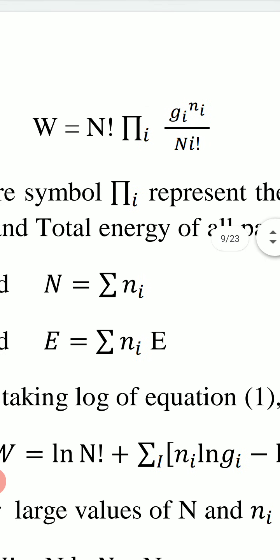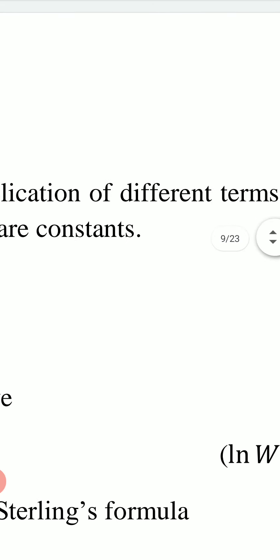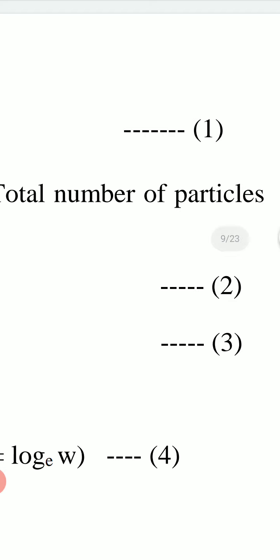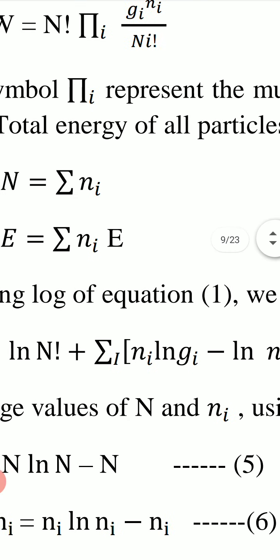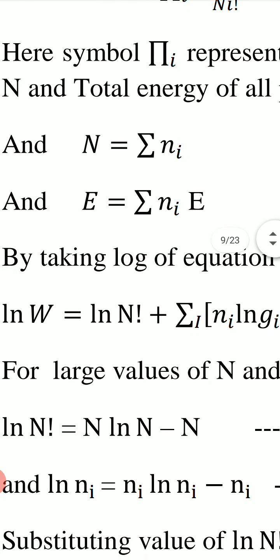So this is the relation for W, that is thermodynamic probability, and we write it as equation 1. Now we have two more equations. One for capital N, total number of particles, and the other for capital E, total energy of all the particles. Total number of particles, capital N, will be equal to N1 plus N2 plus N3 and so on, and it is written as summation Ni.